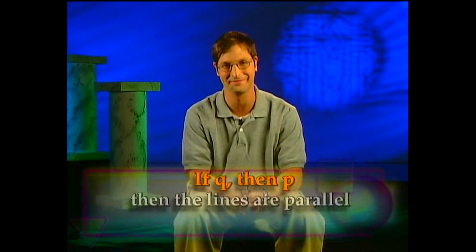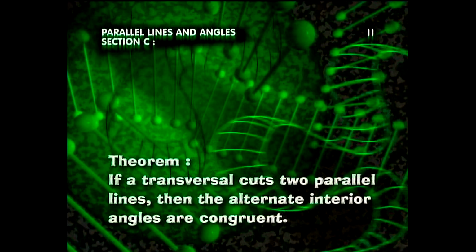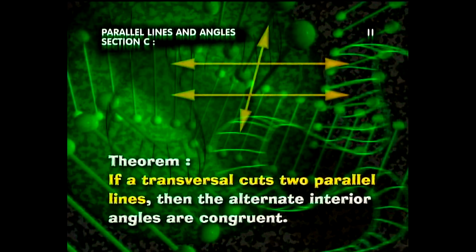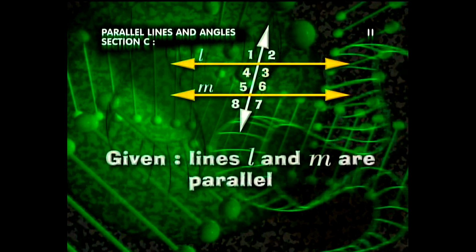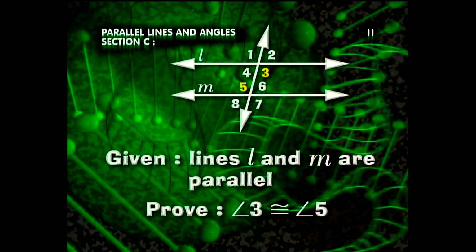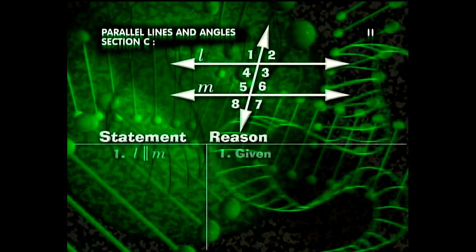Let's do a proof. We'll start with the first statement we just identified and prove that, then move on to the second statement. The first statement was, if a transversal cuts 2 parallel lines, then the alternate interior angles are congruent. So given that the lines L and M are parallel, we'll prove that angle 3 is congruent to angle 5. Okay, let's set up our proof table. First, we state our given information. Line L is parallel to line M.